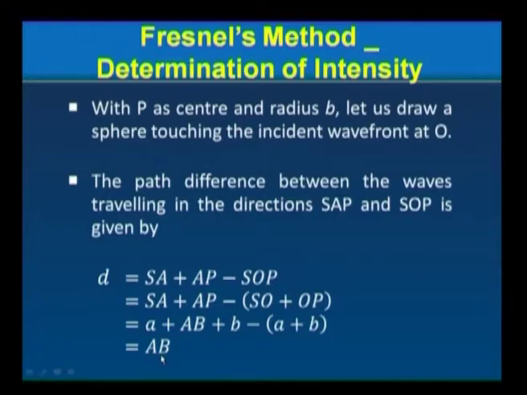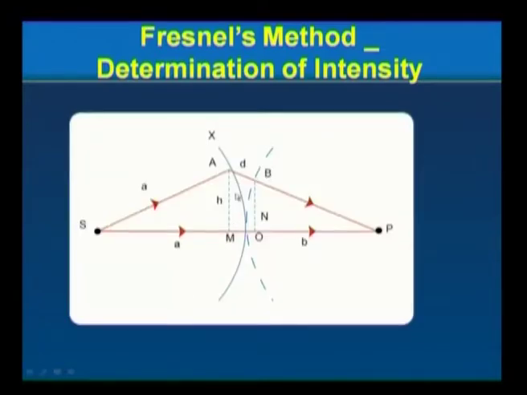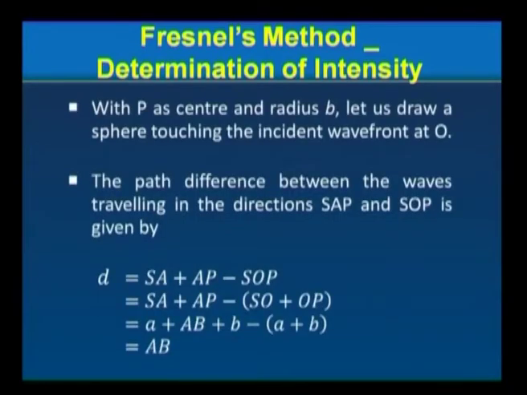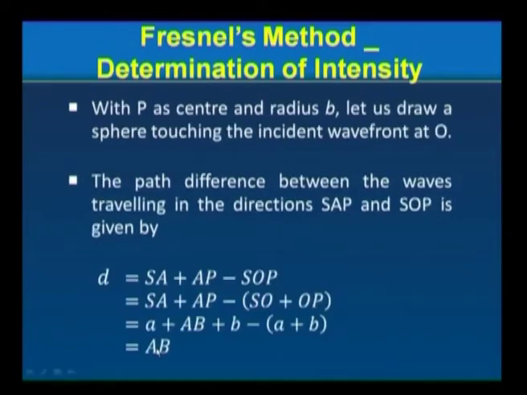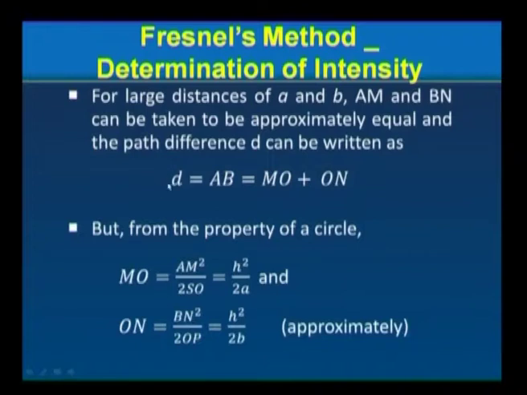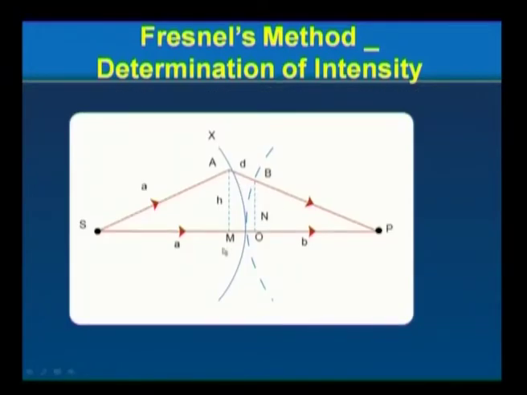Where is AB here? You have AB here. AB is the path difference between the two beams of light, the two rays of light, and so you have here that is the path difference AB. So, this AB is also equal to MO plus ON. This is MO, you have got MO here. O refers to this point here, the center of the pole of the wavefront.